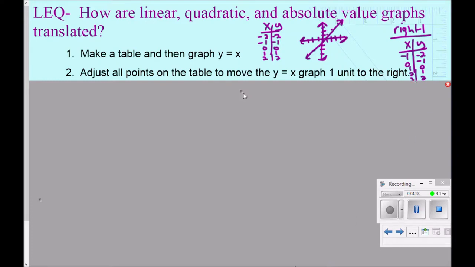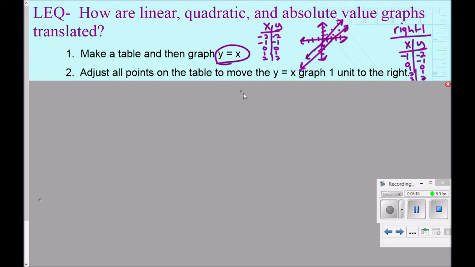So now I have those coordinate points that I can plot on just the same coordinate plane. So -1, -2 is right there. 0, -1 is right there. 1, 0 is here. And 2, 1 is there. And 3, 2 is there. And if I connect, I'm getting a line that is shifted 1 over to the right from the original line. Okay, remember our original, we're always referring back to y equals x.